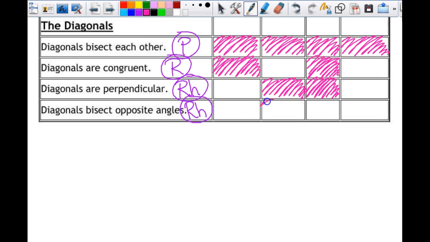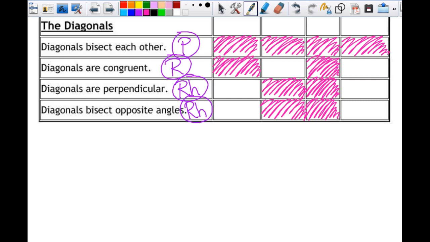So, same one as I did before. Okay? All right, are we good? Any questions? So, which column is all completely shaded in for all of them? Square. Square has it all. Okay, always. Any questions? We good?